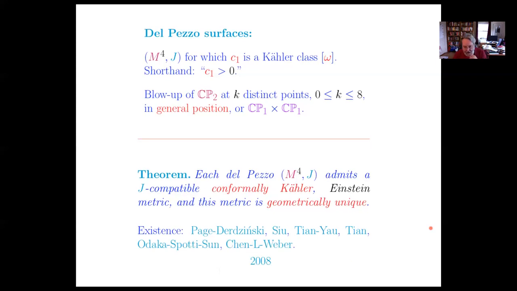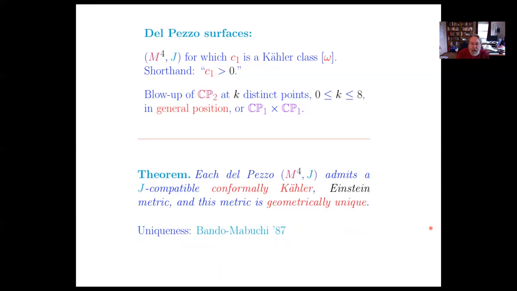And then before that, with Xiuxiong Chen and Brian Weber, I had discovered that on CP2 blown up at 2 points, there was a conformally Kähler Einstein metric. The uniqueness statement, that there's only one such metric for the Kähler-Einstein case, for example on CP2 blown up at 3 points in general position, follows from a theorem of Bando and Mabuchi from 1987.